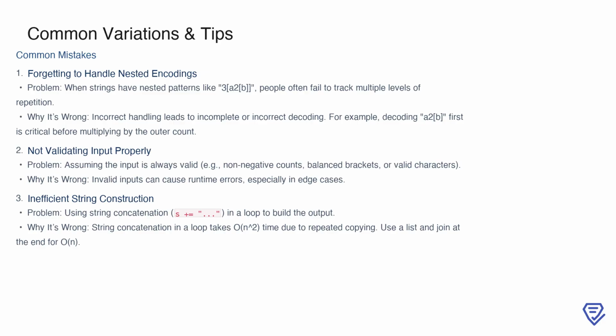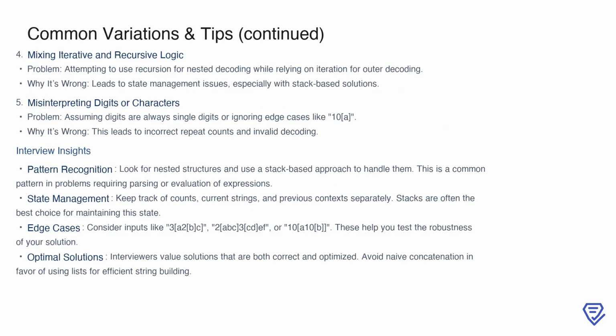Finally, using inefficient string construction methods is another pitfall. For example, concatenating strings in a loop with s plus equals can result in O(n squared) complexity due to repeated copying of the string in memory. Instead, it's much more efficient to use a list to append pieces and then join them at the end for O(n) performance. Another mistake to watch out for is mixing iterative and recursive logic.